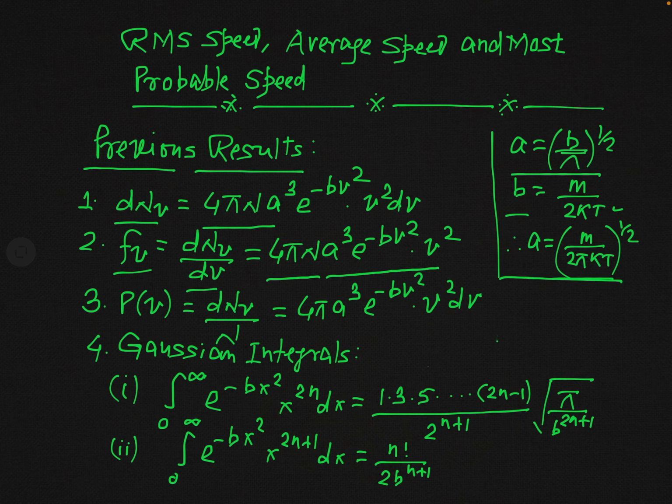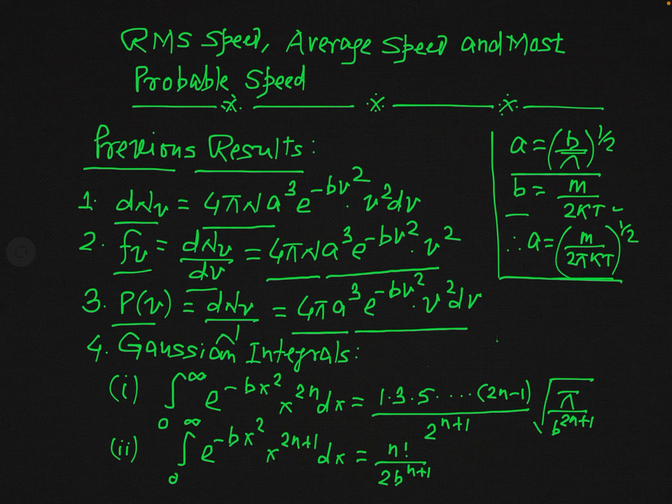And you have seen that the probability that molecules will have a speed between v and v plus dv is simply defined as dn_v over n. That is the number of molecules having a speed between v and v plus dv divided by the total number of molecules. And so again you can see from this result that this probability P(v) will be equal to 4 pi a cube e raised to the power minus b v square times v square dv.